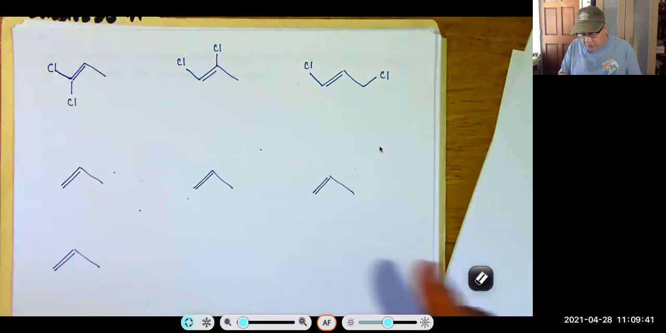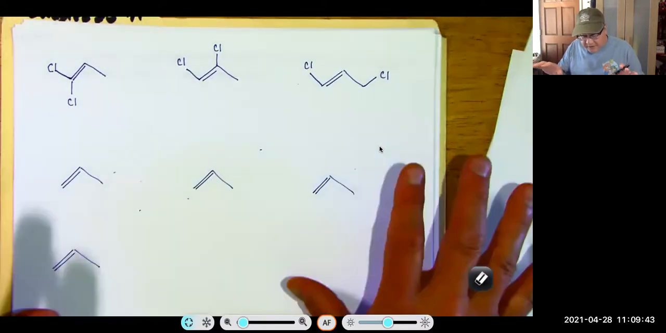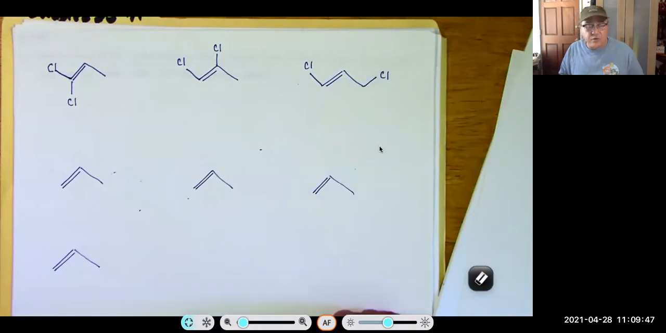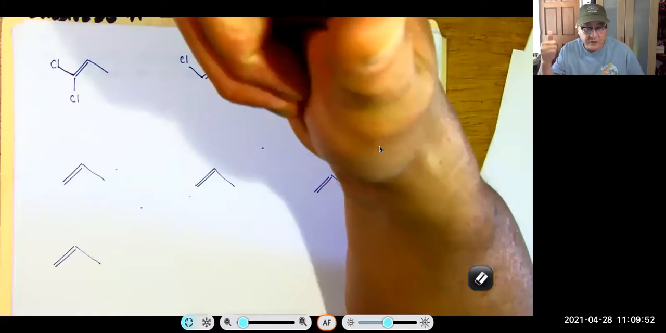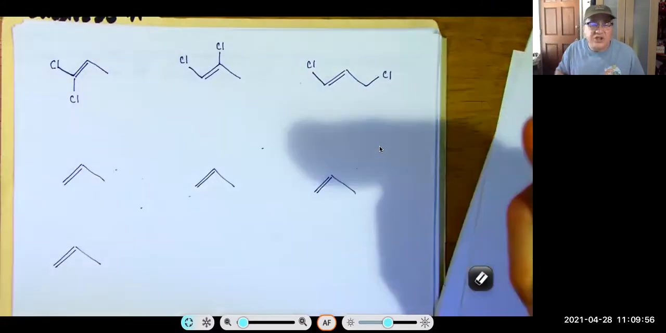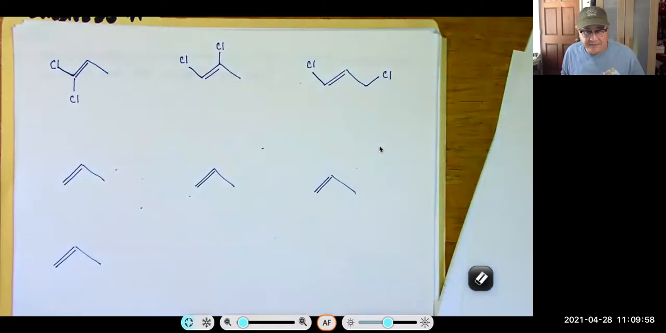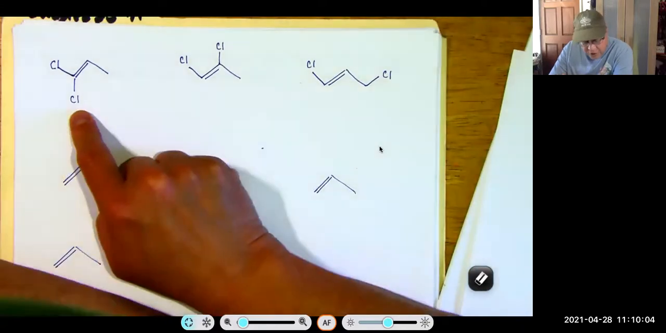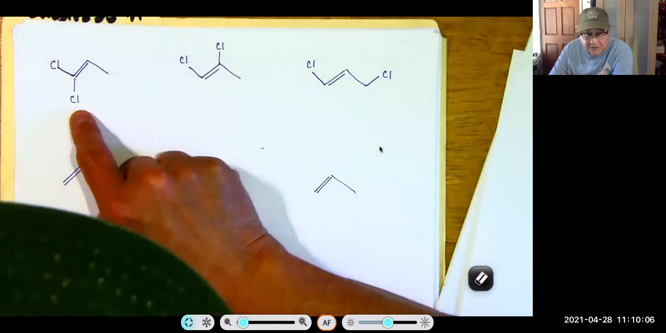Okay. Are any of these cis trans? So what are the rules for cis trans? 1, you have to have a double bond. 2, you have to have 2 hydrogens, 1 to each carbon of the double bond. Does this first one have a double bond? Yeah. Does it have 2 hydrogens bonded to those carbons?